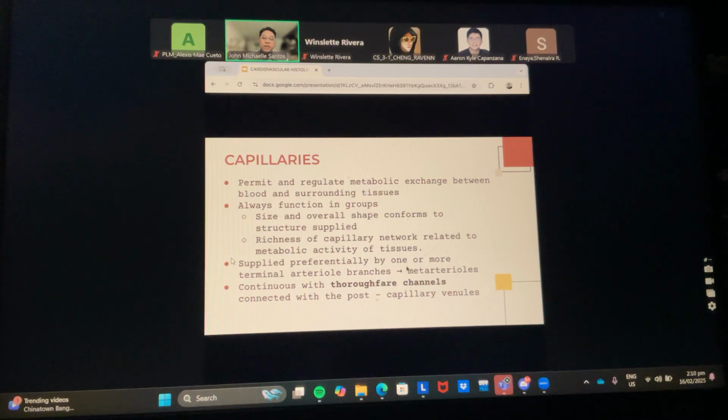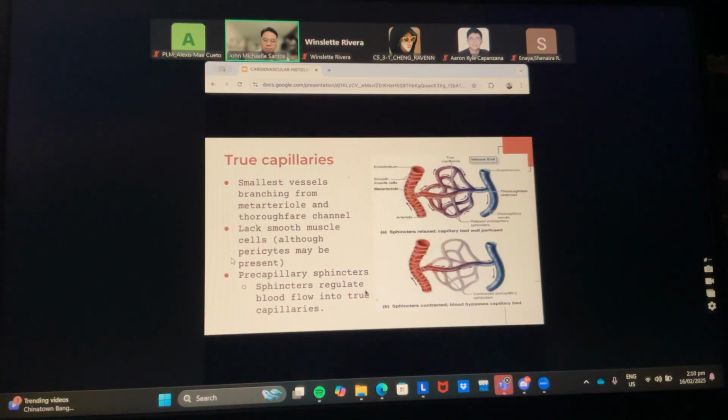So they are supplied preferentially by one or more terminal arterial branches, which are your metarterioles, and continuous with the thoroughfare channels, which are connected with the post-capillary venules. So ano yung mga yan? Ito siya, okay? So ang true capillaries ninyo, sige, ayan. When you say true capillaries, itong mga to, okay? Mga nasa gilid-gilid. The smallest vessels branching from the metarteriole and thoroughfare channel, they lack smooth muscle cells, although pericytes may be present.